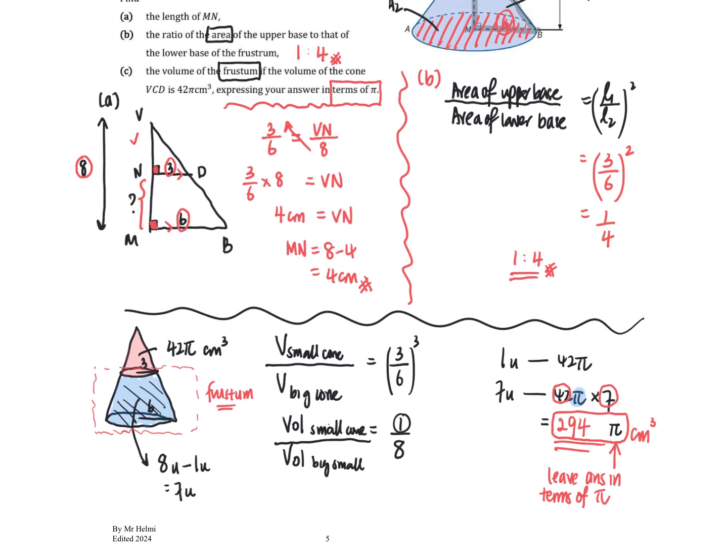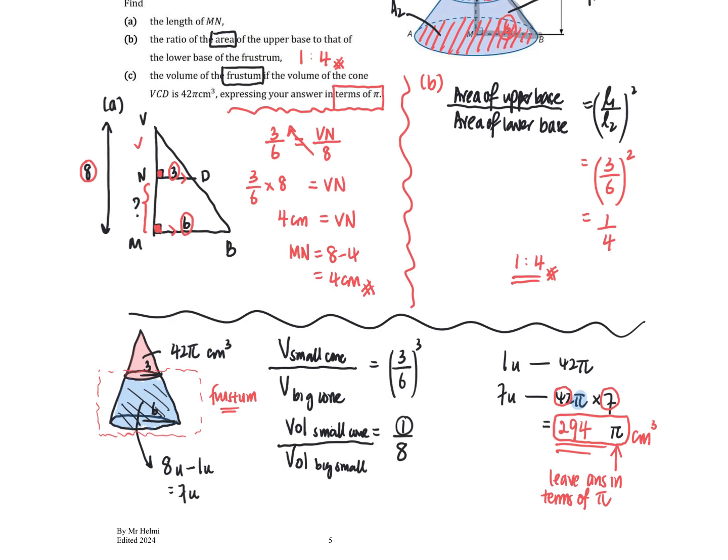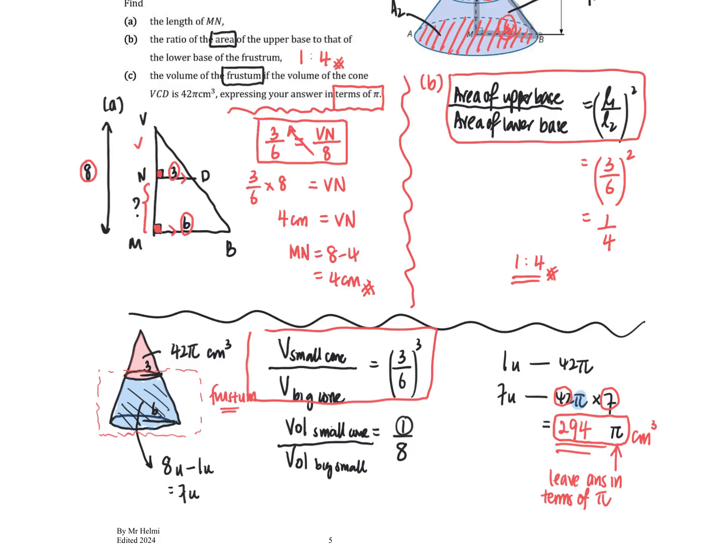So I hope you can see, if they talk about area, you square the ratio. If they talk about volume, you cube the ratio. And if it's just ratio of the length, you just use the ratio directly. So this is the one-dimensional calculation, two-dimensional, three-dimensional.